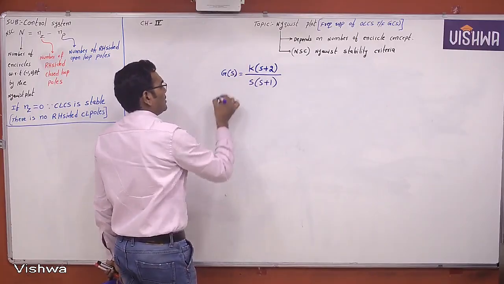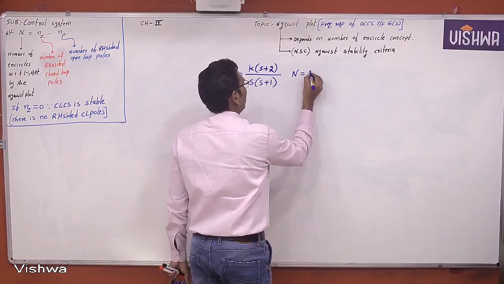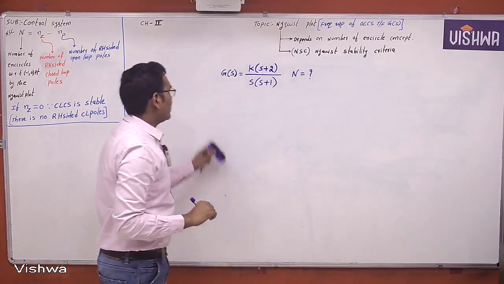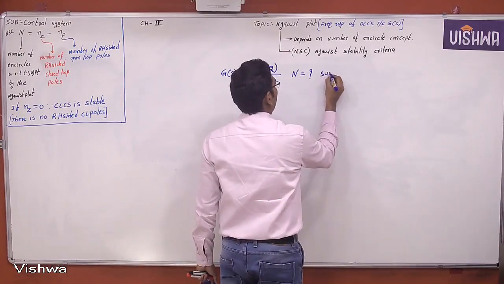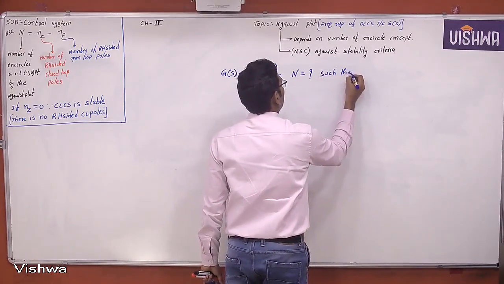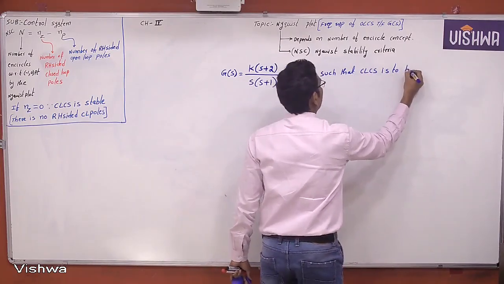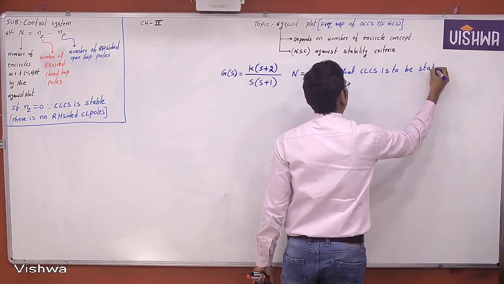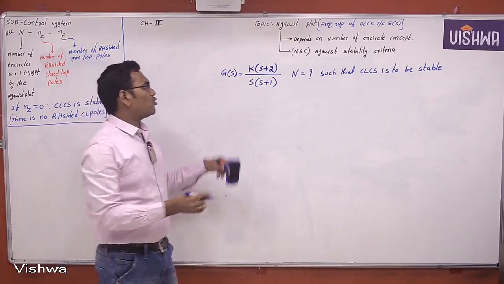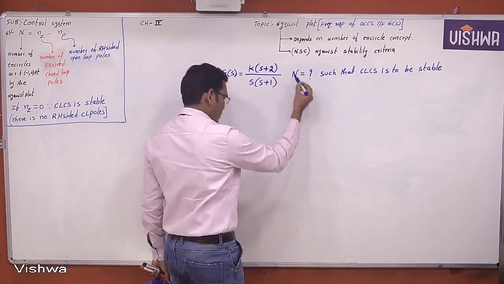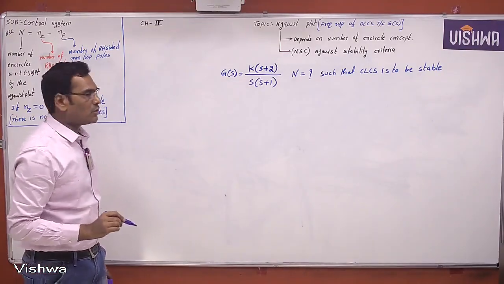By considering the transfer function, what should be the number of n circles such that the closed loop control system is to be stable? This is the statement which is given. This is the question he is asking.